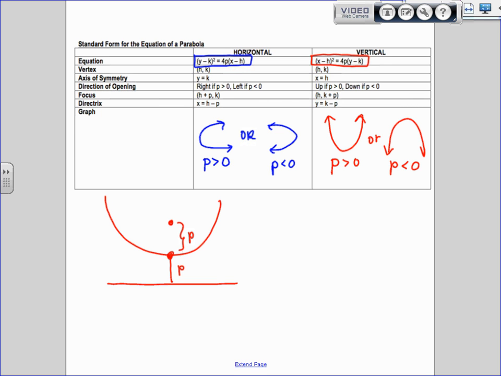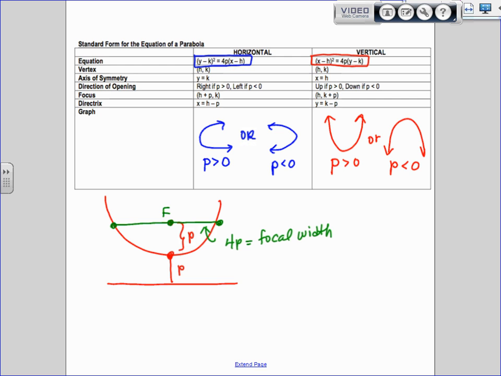We're also going to talk about something that I will refer to as the focal width. The focal width is going to be the distance through the focus to both sides of the parabola. That distance will end up being 4p. So 4p equals the focal width.